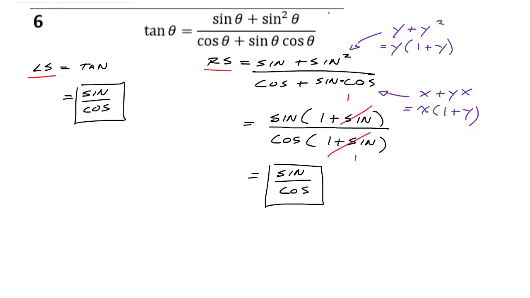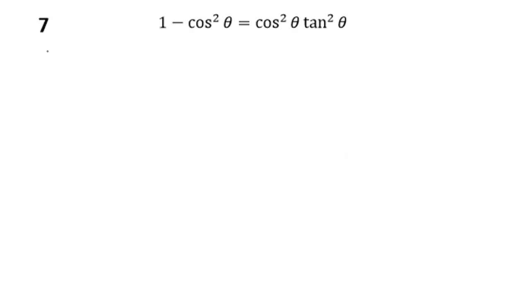All right, let's just do a couple more, and then that'll be it. Okay, here we go with number 7. Let's start by writing out our two sides. Okay, 1 minus cos squared theta, and the right side is going to be cos squared theta times tan squared.